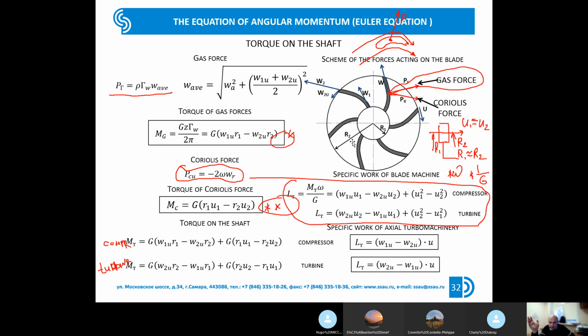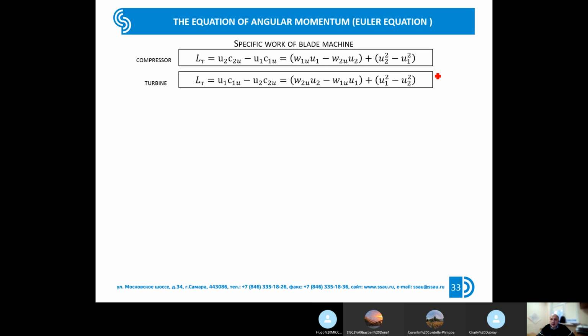Based on the forces which impact the blades, we received a little bit different equation which contains relative and circumferential velocity. That's why we can equate the first kind of equation and the last kind of equation, and make them equal. And finally we will receive this equation, and we can say this is the Euler equation for the compressor and for the turbine.